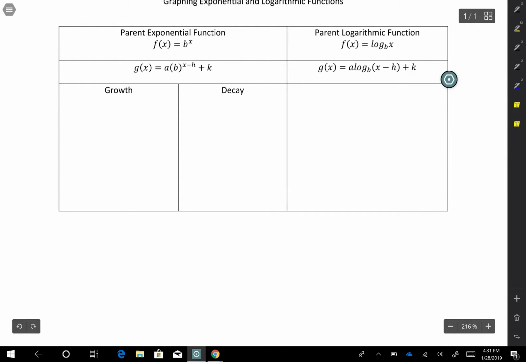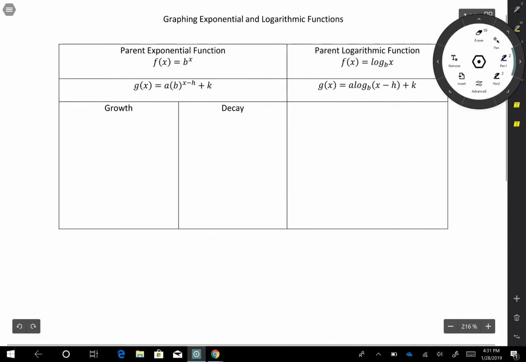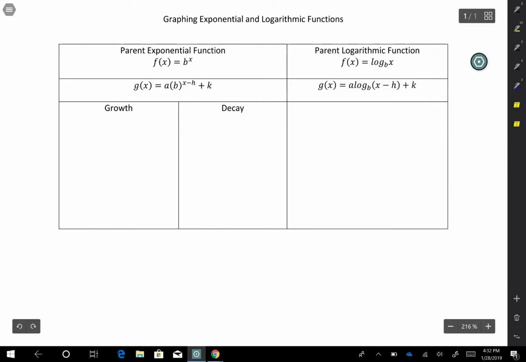Hey guys, welcome to my little video where I'm going to be reviewing graphing exponential and logarithmic functions to help you prepare for your quiz. So first, I made this table because I wanted to show you the difference between exponential and log functions, just as a little review in case you still have some questions.